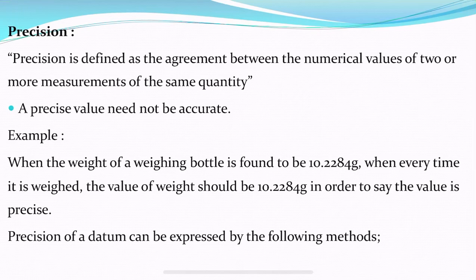Now we'll take one example. When the weight of a weighing bottle is found to be 10.2284 grams, then every time it is weighed, the value of weight should be 10.2284 grams in order to say the value is precise. So in however many repeated experiments we conduct, the value should be the same. Then we say that the value is precise. Precision of data can be expressed by the following methods.